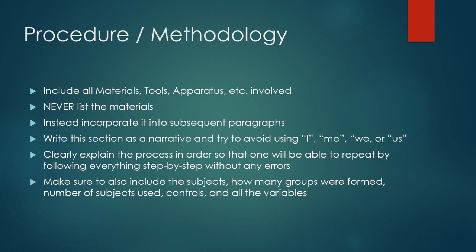So it should be more like a narrative, like this was taken, this was extracted, this was placed here and there, not like we took this and I did this. That makes the whole paragraph really poor. It's a weak statement to use first and second person. And you should also make sure that you include the subjects, how many groups were formed, number of subjects, the controls, and all the variables.